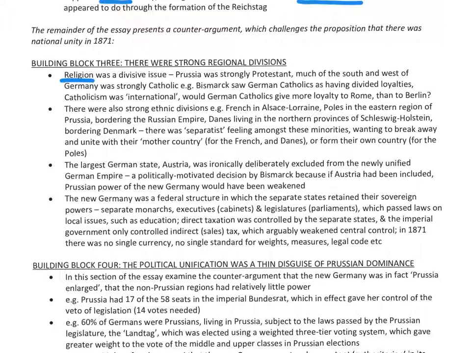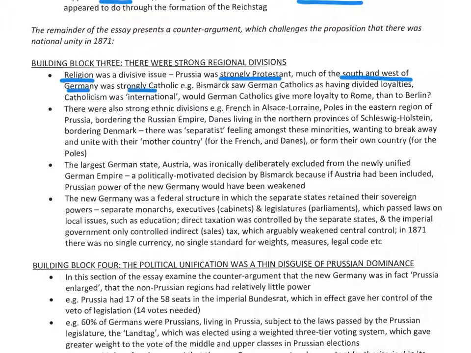Prussia in the north and the east was strongly Protestant, but much of the south and the west of Germany was strongly Catholic. Now, we haven't done this yet, but when we move into the depth study, you'll learn about what we call the Kulturkampf, where Bismarck saw German Catholics as having divided loyalties. He never really trusted German Catholics. Why was that? Because Catholics, he believed, were international. Catholicism was international. The head of the Catholic Church is the Pope, who lives in Rome. And Bismarck always had that question in his mind: where would German Catholics' loyalty lie first?